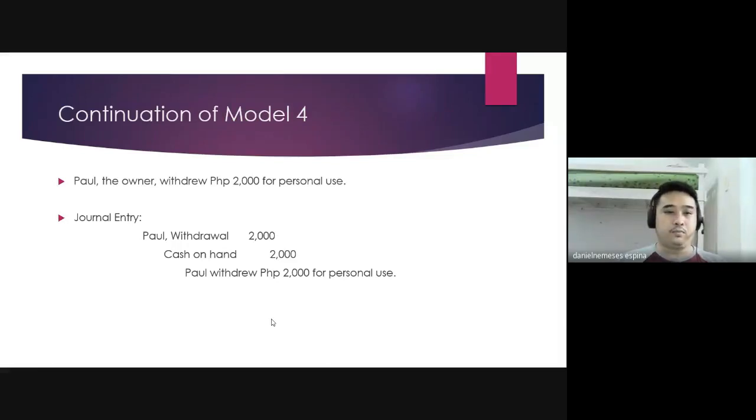So you have a journal entry. So withdrawal is a debit normal balance, and it will also decrease the capital. So debit Paul withdrawal 2,000, then you credit cash on hand. So nagkuha siya og 2,000 sa business. So nakuha sa business og 2,000 nga cash. So credit ka cash on hand 2,000 pesos.